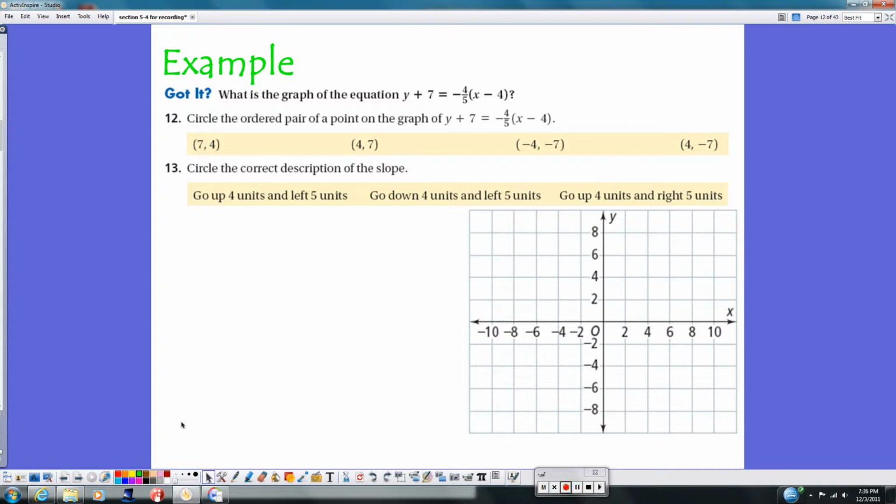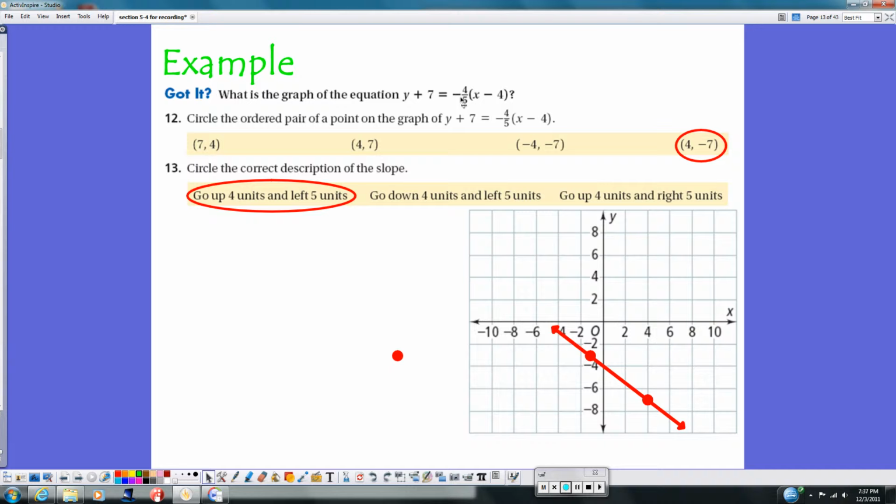Graphing with point-slope form. We have to first identify what the point is. Now remember, with the point-slope form, it's y minus y1. Since I have a plus here, that means originally I had minus a negative 7. So I have to realize that my 7 is negative. Circle the ordered pair of our point. We know that it has to be a negative 7, and now the 4, since there's a minus here, is just a positive 4. So we should have circled 4, negative 7.